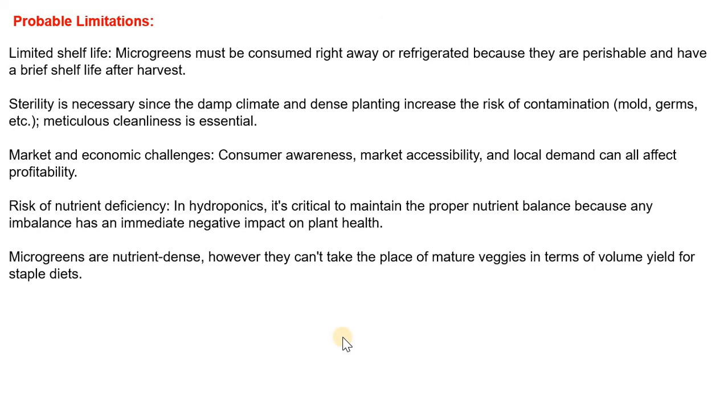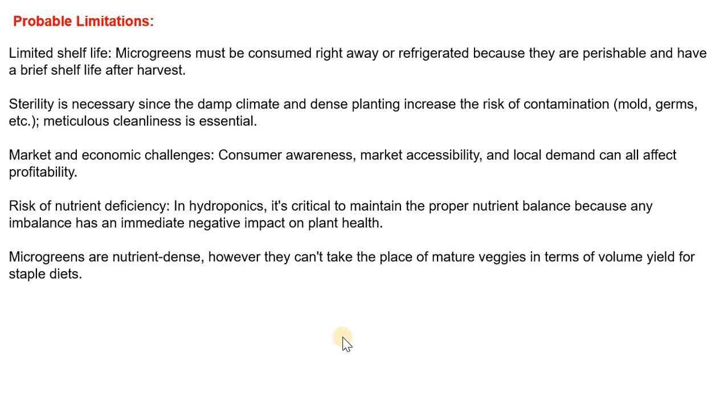Probable limitations. Limited shelf life. Microgreens must be consumed right away or refrigerated because they are perishable and have a brief shelf life after harvest. Sterility is necessary since the damp climate and dense planting increase the risk of contamination, that is mold, germs, etc. Meticulous cleanliness is essential. Market and economic challenges. Consumer awareness, market accessibility, and local demand can all affect profitability.